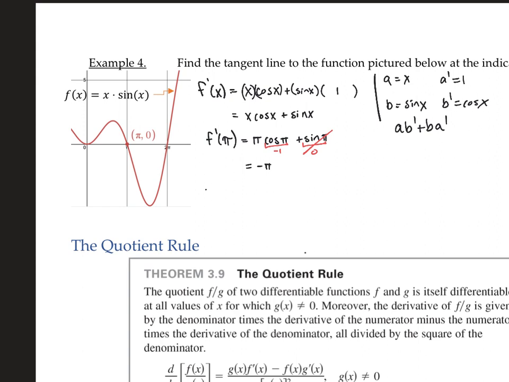Now we're going to go ahead and go to our equation of a tangent line, which is f prime at c, so -pi, times x minus c, so x minus pi, plus our f at pi, which we only know because it's indicated in the point, is 0. If we were to rewrite this in slope-intercept form, we would get -pi x plus pi squared.